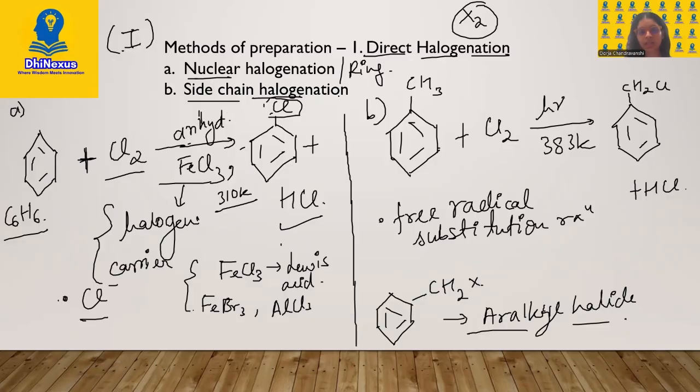Second is the side chain halogenation. So what is the common name of this compound? This is famously called toluene. Please try the IUPAC name. This is called methyl benzene.